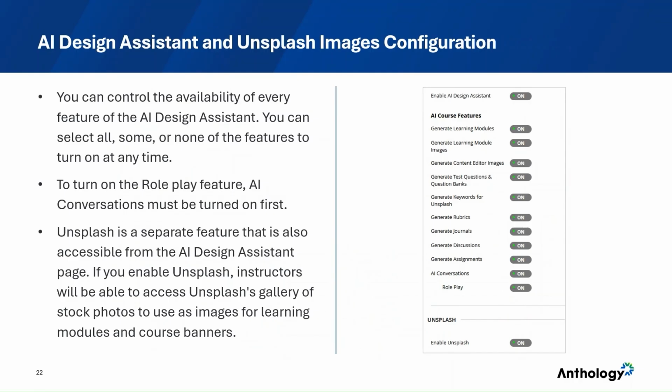And Unsplash is a separate feature that is also accessible from the AI Design Assistant page. So if you enable Unsplash, instructors will be able to access Unsplash's gallery of stock photos to use as images for learning modules. So you'll see this kind of screenshot that we have here with the AI course features, and you can turn them on or off depending on your internal strategy for the course creation.